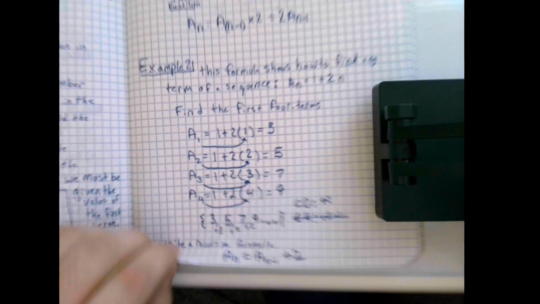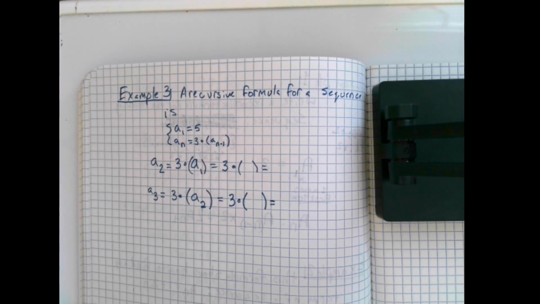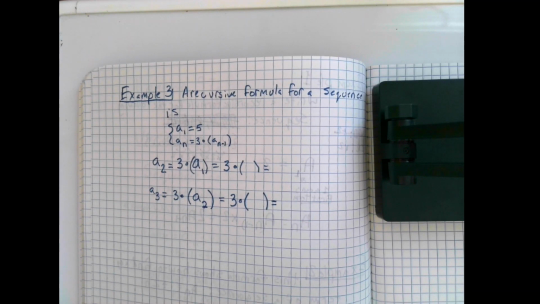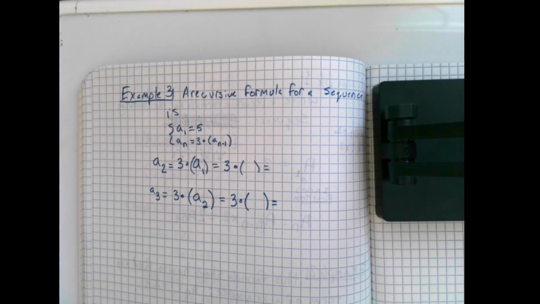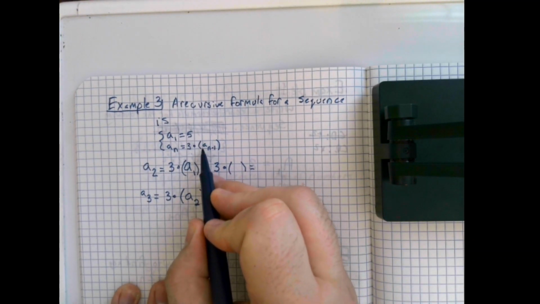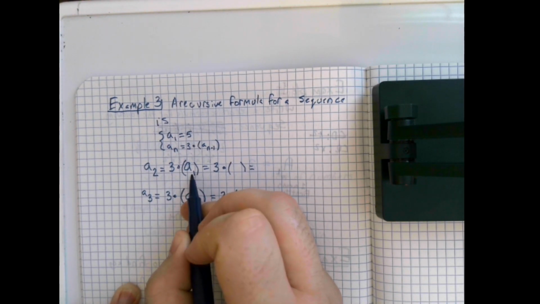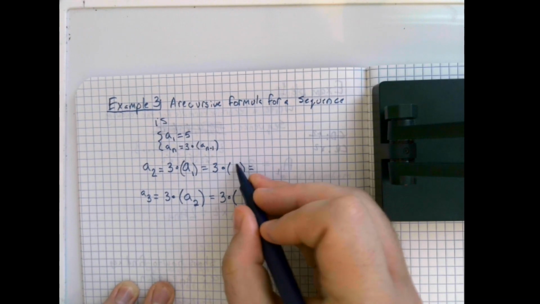All right, we're going to move on to example 3, which is our final example. A recursive formula for a sequence is a sub 1 equals 5, and a sub n equals 3 times a sub n minus 1. It wants us to know what the first, well, we know what the first term is, it's 5, it tells us right here, what the next 2 numbers are, so a sub 2 and a sub 3. Now, since we know that it's a sub n minus 1, well, a sub 2 minus 1 is a sub 1. So a sub 1 is 5, so we're going to substitute in a 5.